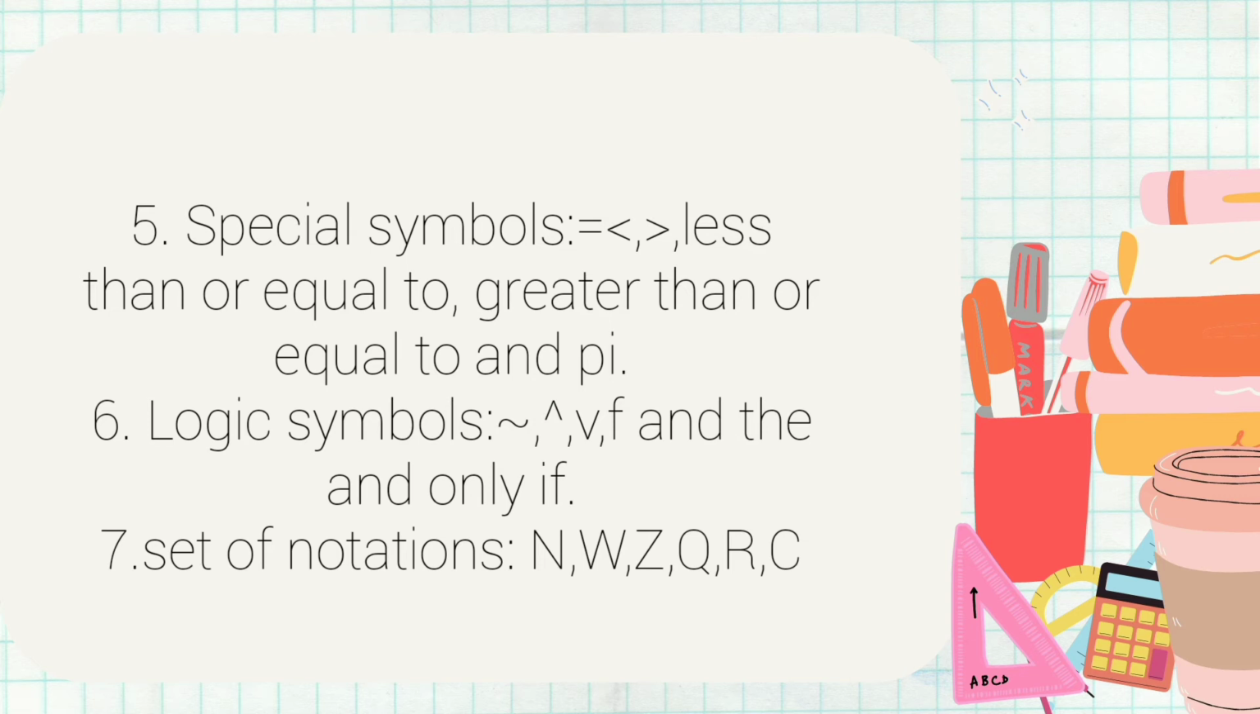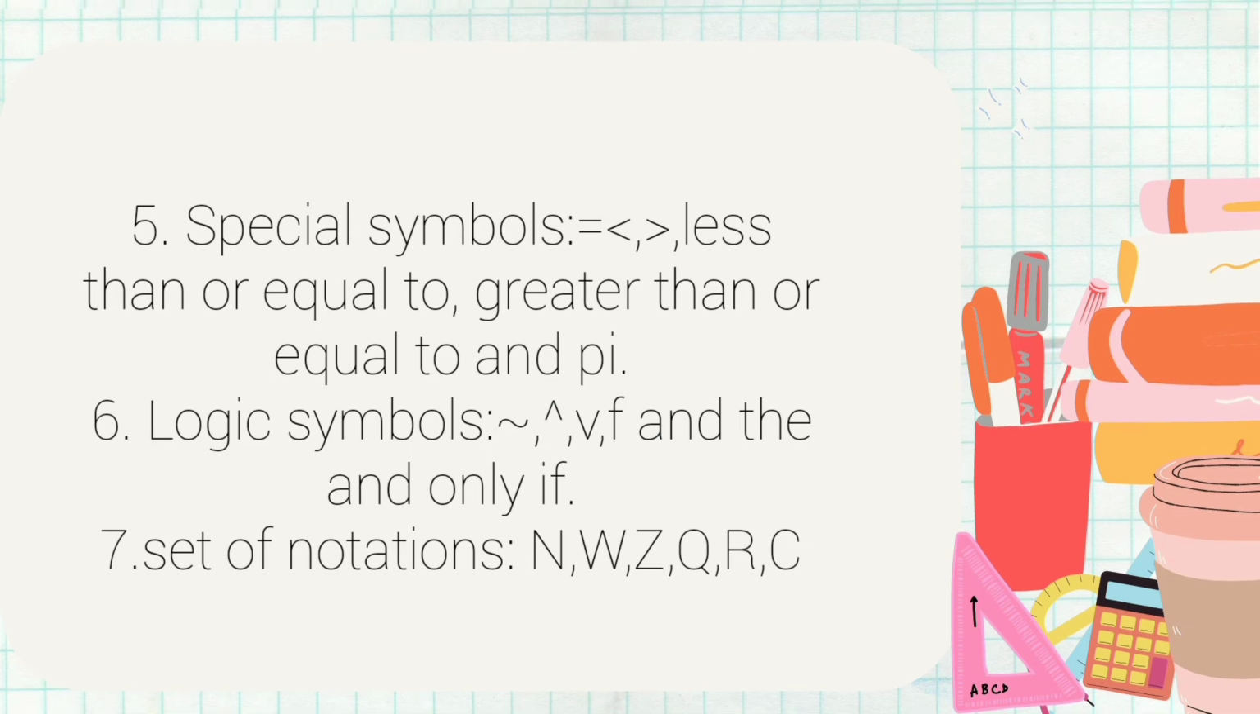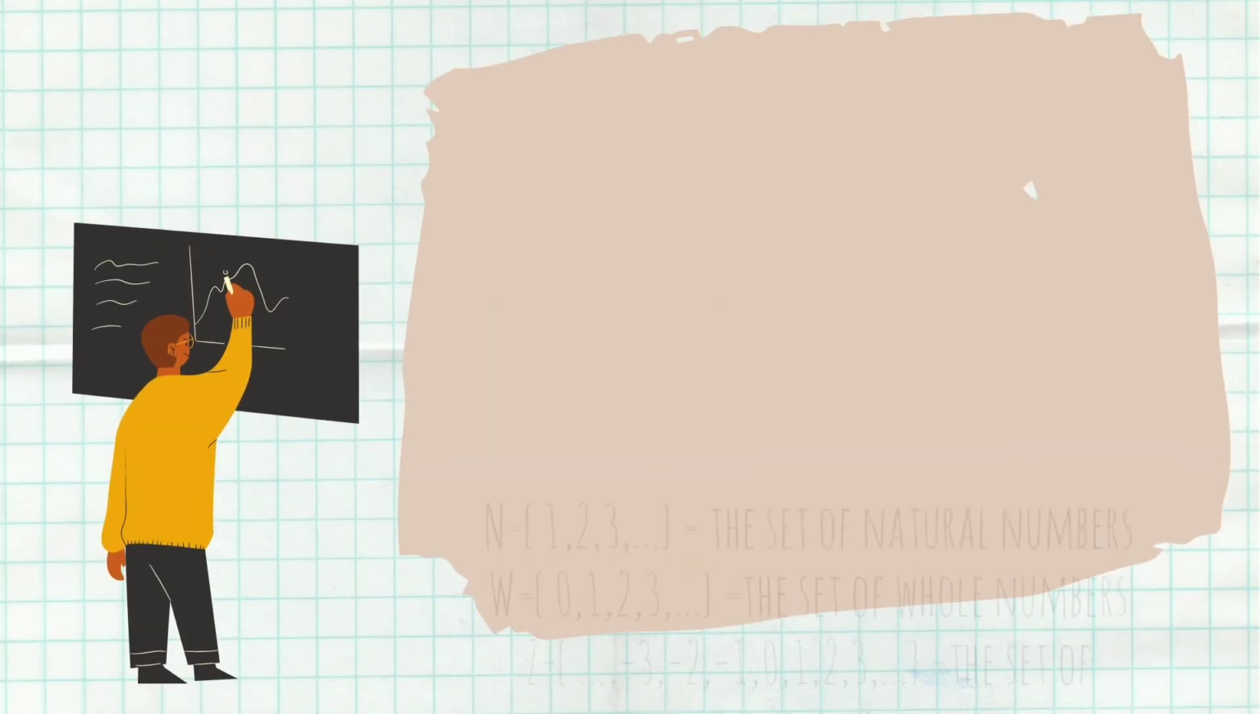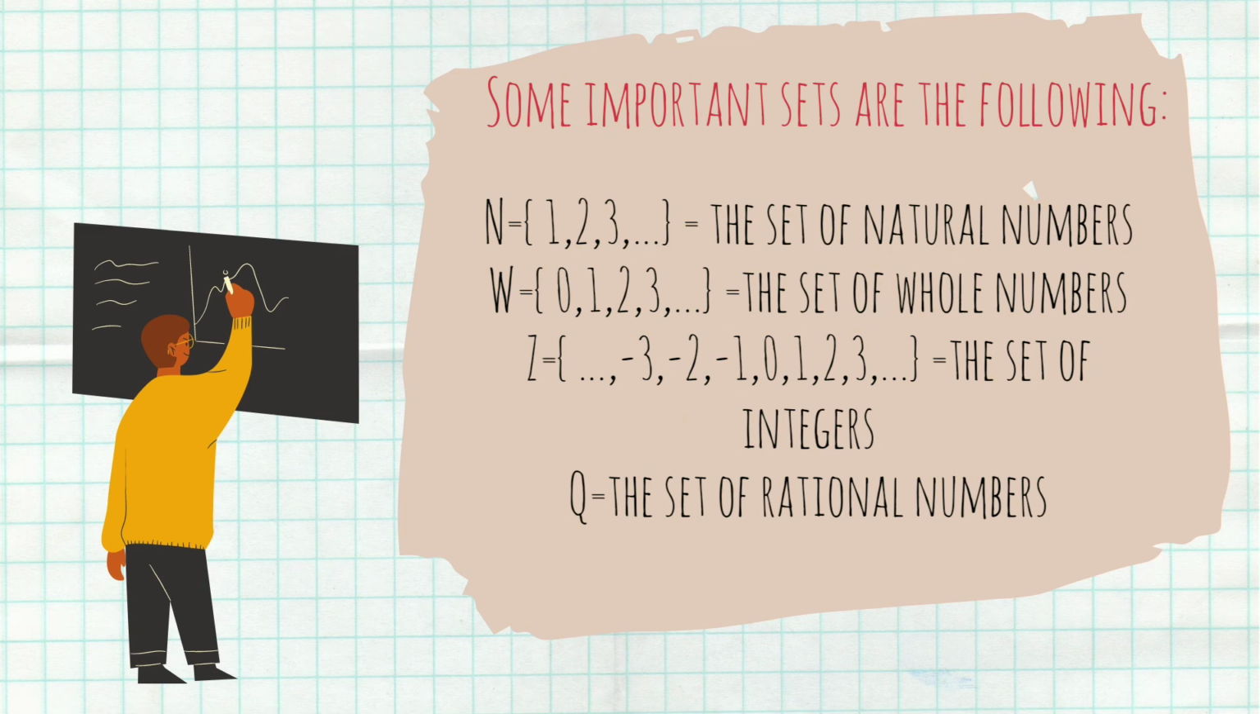And the last one is the set notations, where N represents natural numbers, W is for whole numbers, Z for integers, Q for rational numbers, R for real numbers, and C for complex numbers. Some important sets are the following.